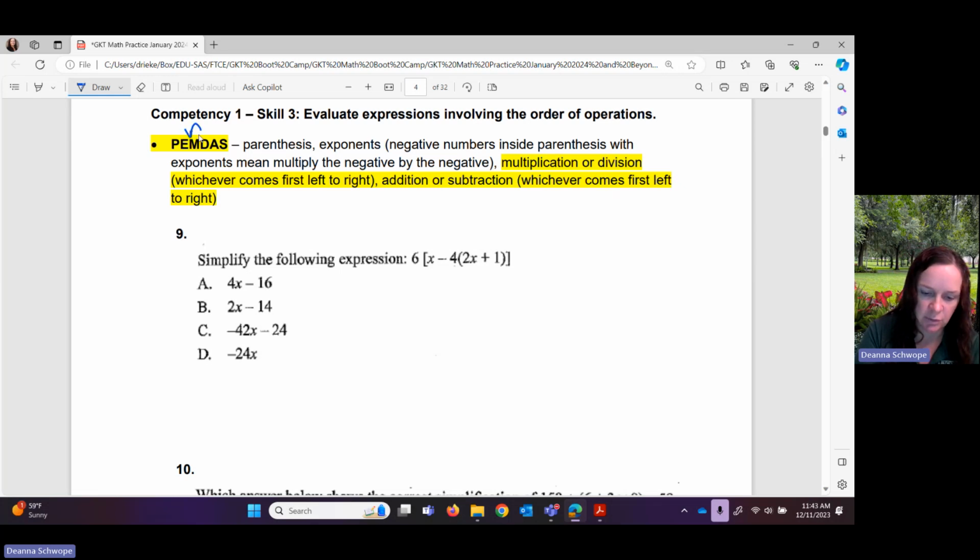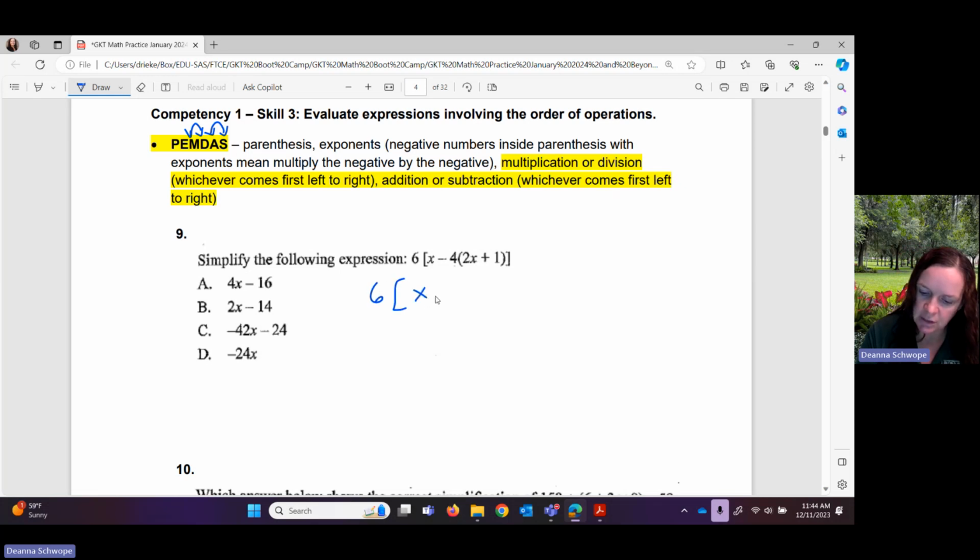I used to have my students write little arrows above the M and the D, and I'd have them do the same over the A and the S because it's the same thing for addition and subtraction. Left to right. So it's not that I always multiply before I divide, or I always add before I subtract. Not true. When you get to those steps, you go left to right. So let's start off with this first question.